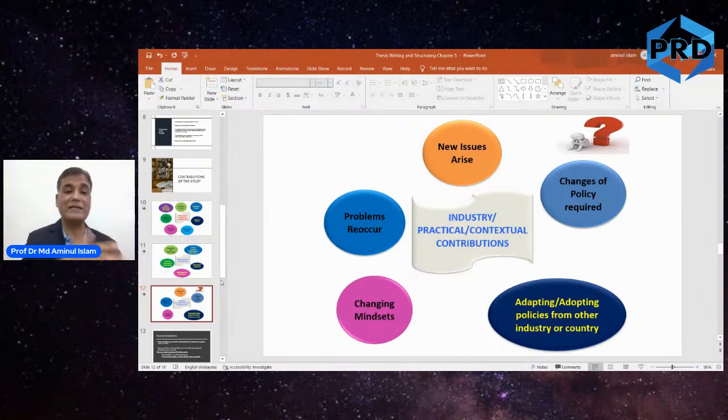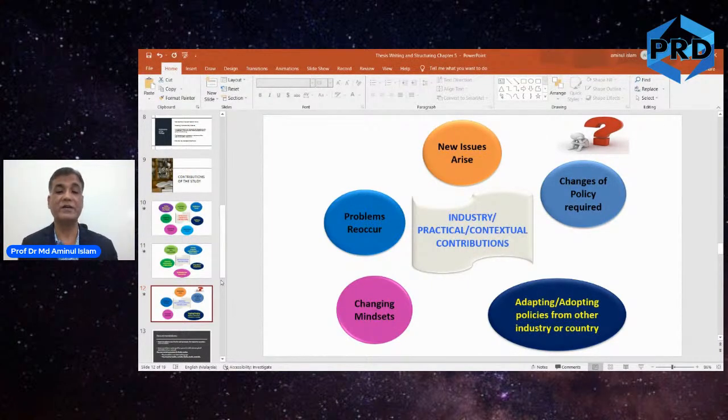And when you move to another industry, it is required that you change that mindset, but you find it very hard to change. So through research, if you can propose certain things that need to be changed among the employees and all, that would be also a good industrial contribution.